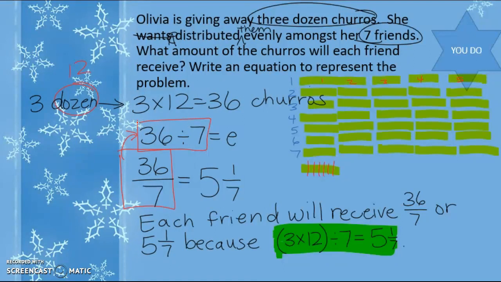Each friend is going to receive 36/7, or we could say they're going to receive 5 whole churros and then 1/7 of another. And then if you look at the picture, I have that here. So this is a friend, and that friend is 1, 2, 3, 4, 5 churros, and then there's 1/7 of that last one that's left over. Hope you got it right.